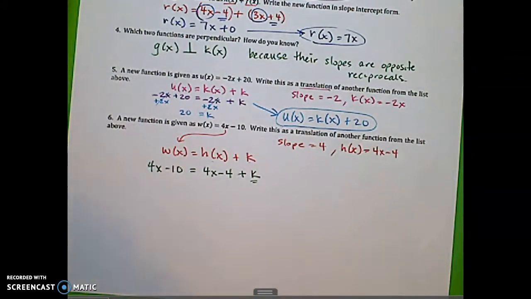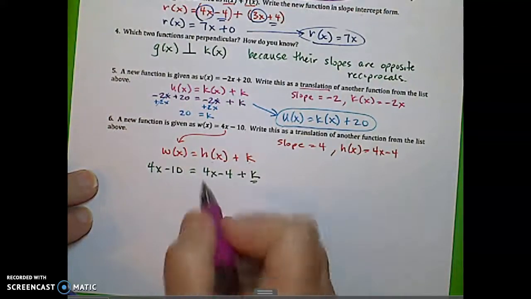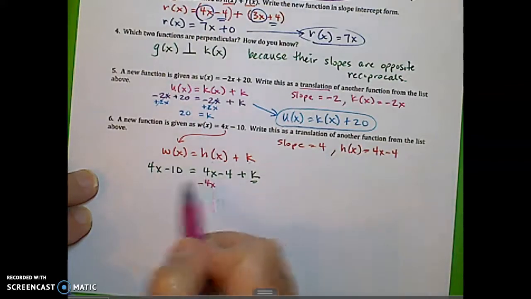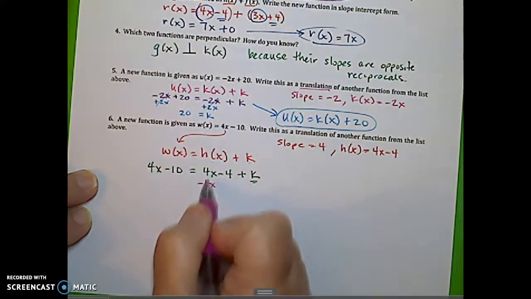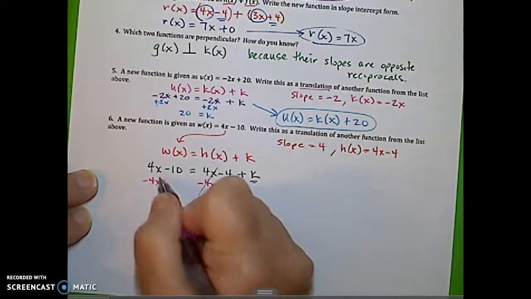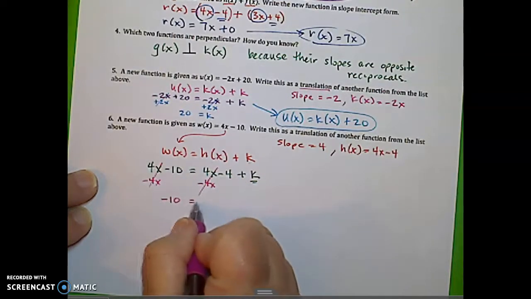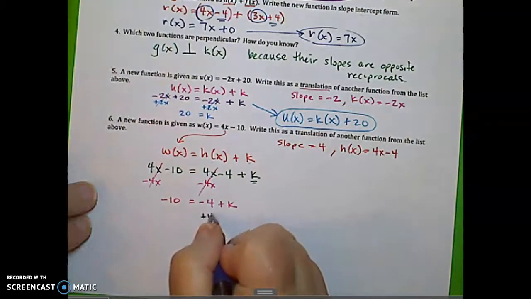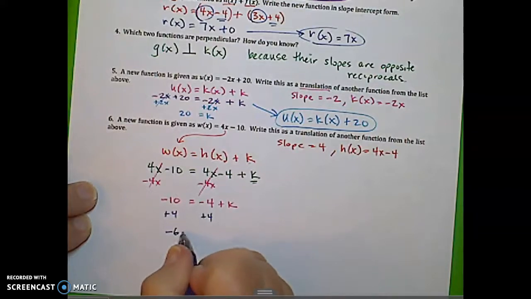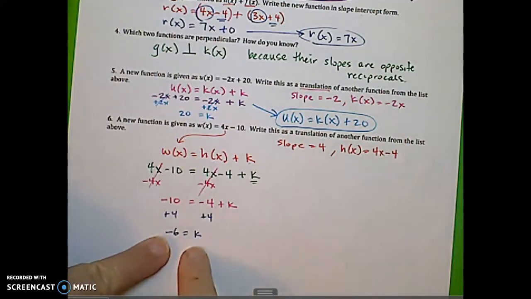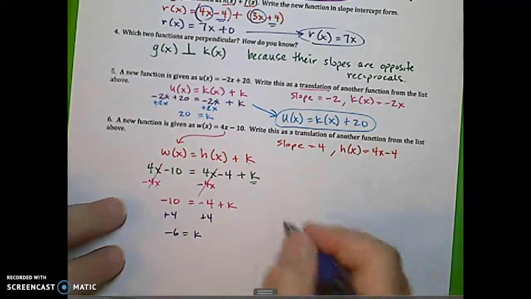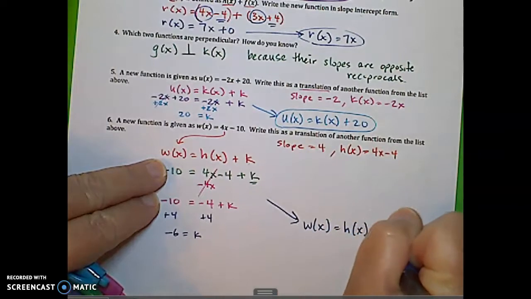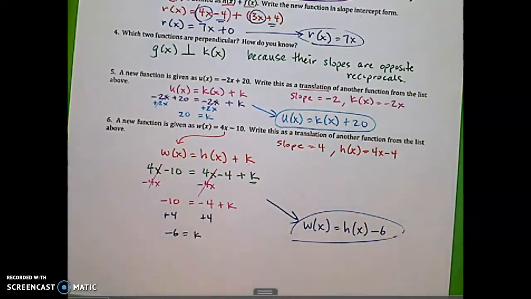I know I have a couple variables, but I'm not going to worry about it because they're going to cancel out. I know they're going to cancel out because the slopes are the same, so the slope term is the same in both cases. Let's subtract 4x from both sides. Leaves me with minus 10 equals minus 4 plus k. Let's add 4 to both sides. Minus 6 equals k. So my vertical translation is minus 6, which means down 6 units. Let's put all this together. W of x equals h of x minus 6. That's how that works.